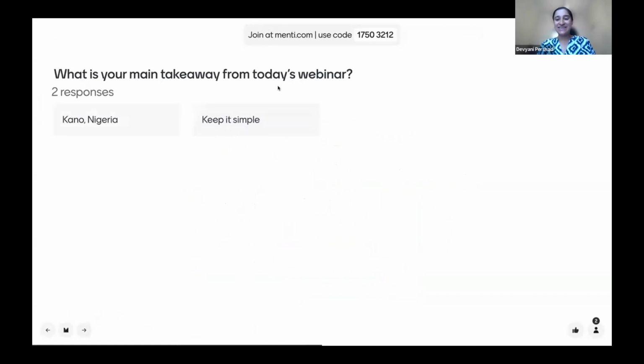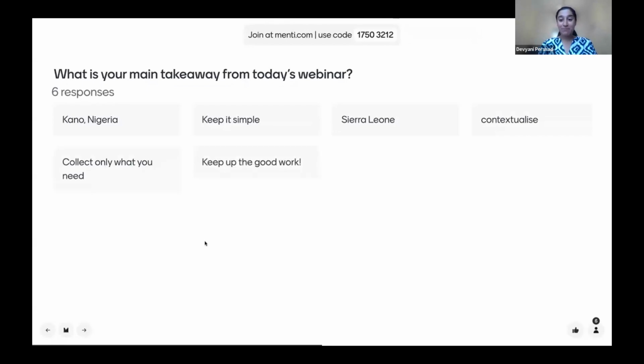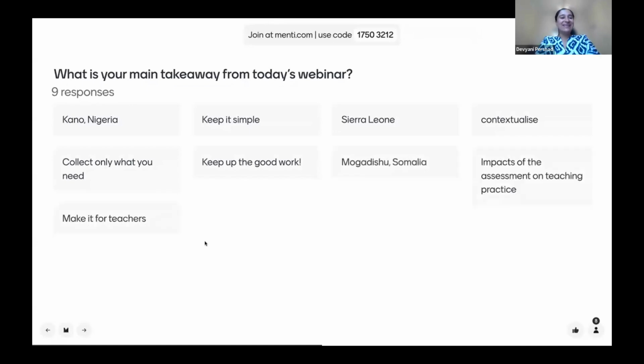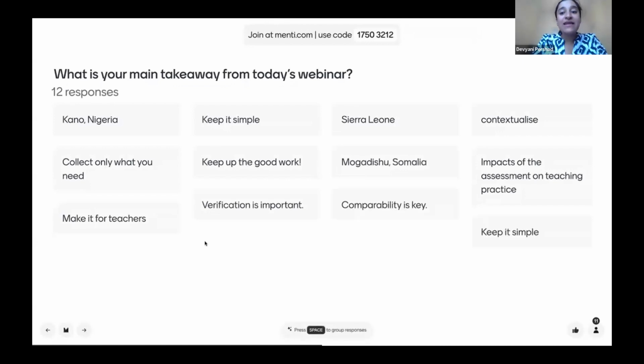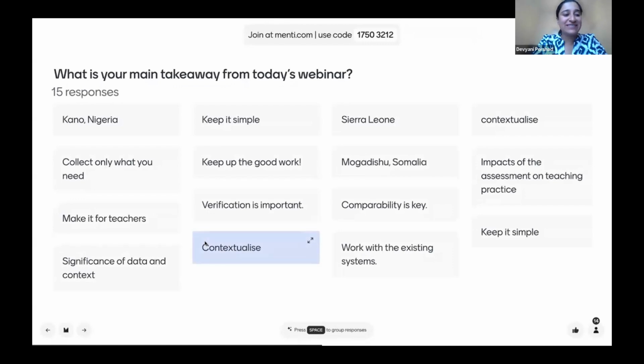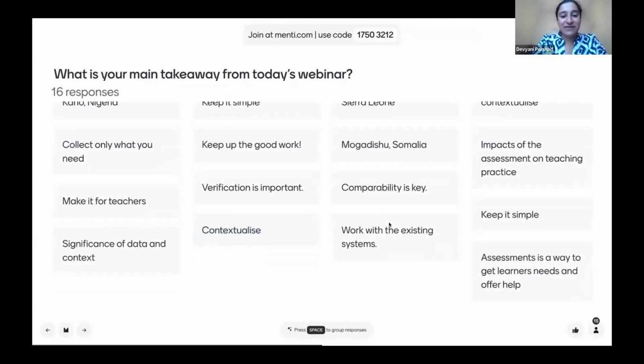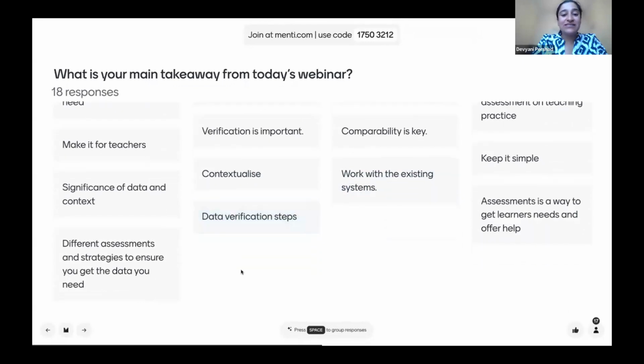I like that. That's excellent. Contextualize, that's also great. Absolutely true, very important. Collect only what you need. Excellent. I'm amazed at some of these takeaways that are coming up. Impact of the assessments on teaching practice. Verification is important. Make it for the teachers. Work with existing systems. Assessments are a way to get learners' needs and offer help. Different assessments and strategies to ensure you get the data you need.